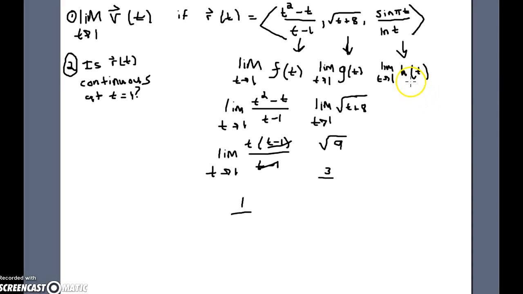Let's shift here. We now have the limit as t approaches 1 of sine pi t over the ln of t. Let's plug in 1, and when we do that, we get 0 over 0. Unlike this example right here, we can't factor anything in order to cancel. Instead, we need to use L'Hopital's rule, which hopefully you learned in your Calculus 1 or Calculus 2 class.